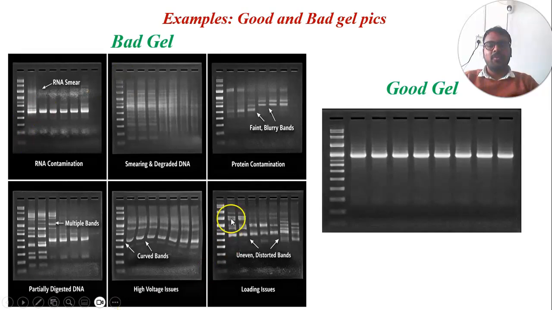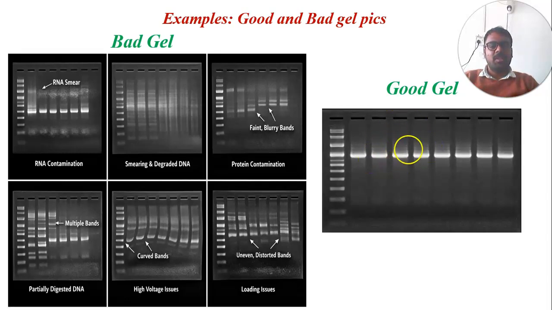So this is how bad gels can result, depending on the quality of the DNA you have extracted and the protocol you followed. If there are any mistakes, we are going to encounter these particular problems, which are the examples of bad gels. Suppose the DNA extracted is very good and the protocol is well structured, then you are going to observe a very good gel, and the intensity of the band will also be very good.